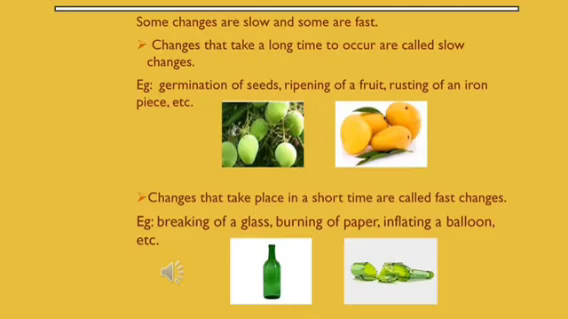So we have the slow changes and the fast changes. What are slow changes? Changes that take a long time to occur are called slow changes. And changes that take place in a short time are called fast changes.